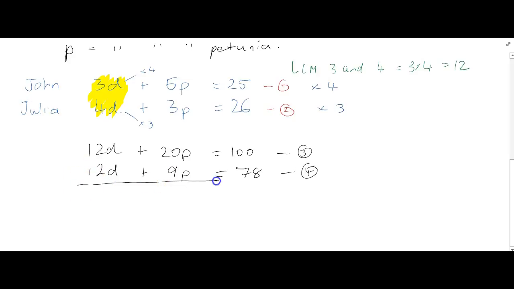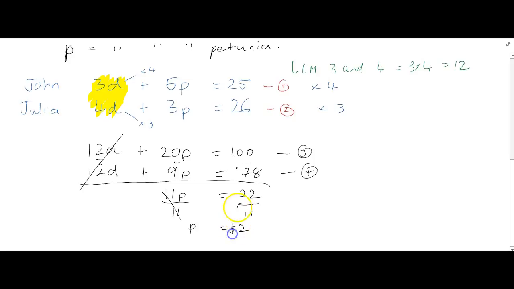Okay, we can now use our elimination method to get rid of the D's. So let's put a line. We're going to take these away, because 12D take away 12D eliminates the D's. 20P take away 9P, and 100 take away 78. So 20 take away 9 is going to give me 11P, and 100 take away 78 is equal to 22. Okay, 11P equals 22, divide by 11, P equals 2. So petunias are $2.